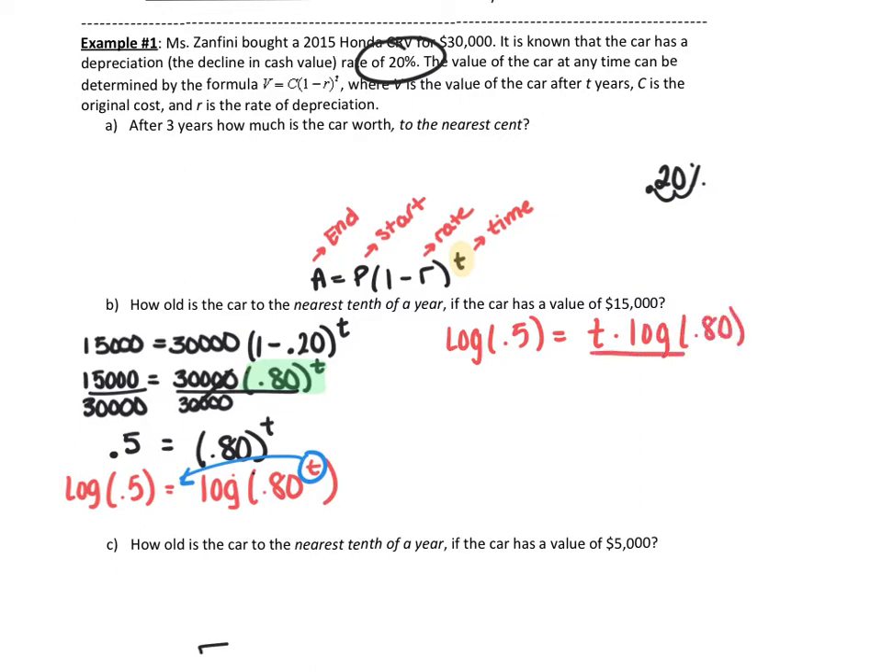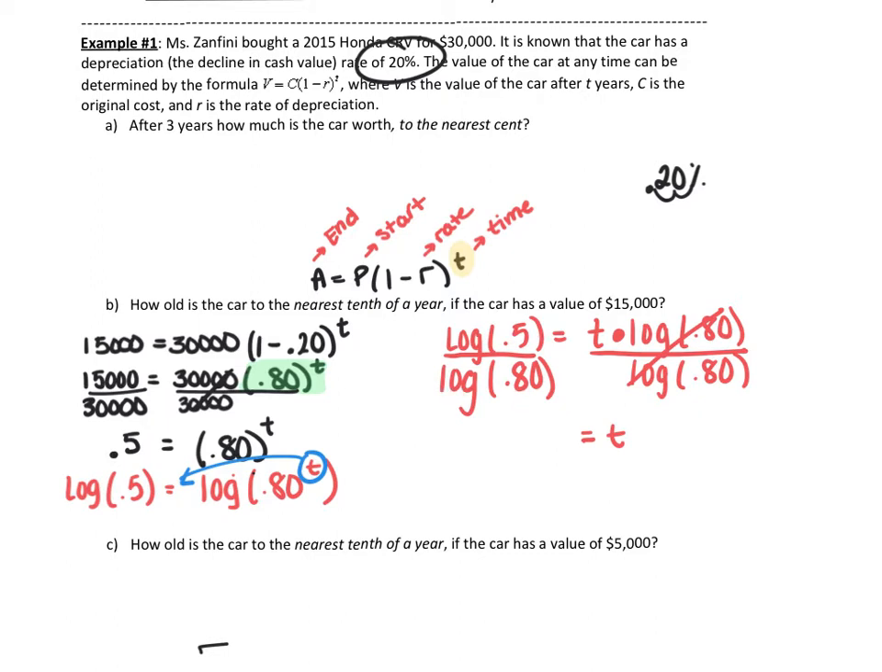And then to get t by itself, we're going to divide by log of 0.80 because the t is connected to that log by multiplication. So the opposite of multiplication is division. So to get our time, we're going to simply put this into the calculator: log of 0.5 divided by log of 0.80.